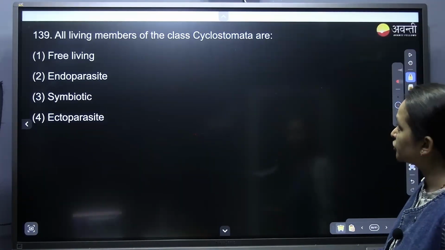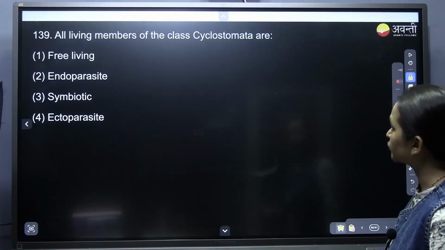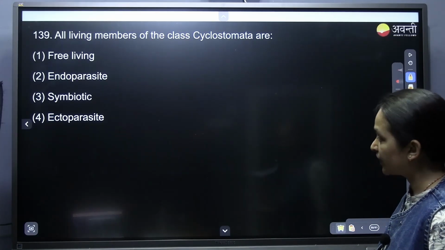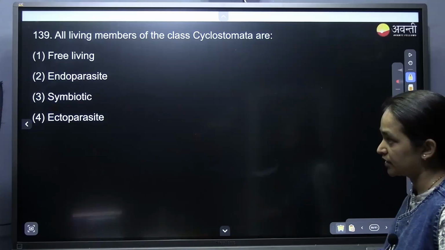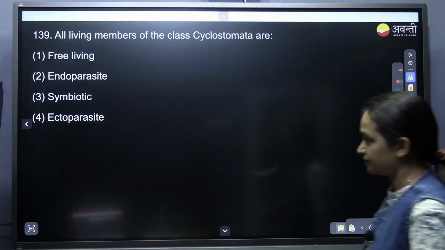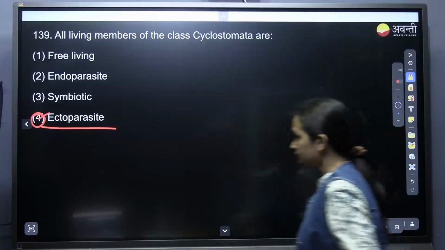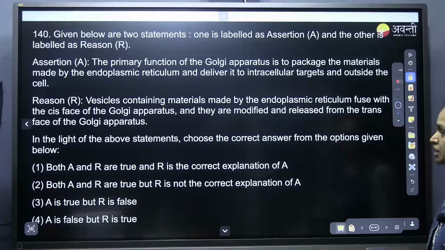All living members of class Cyclostomata are free living endoparasites, symbiotic or ectoparasite. Ecto. Yes, these are ectoparasites, cyclostomes. Jawless.